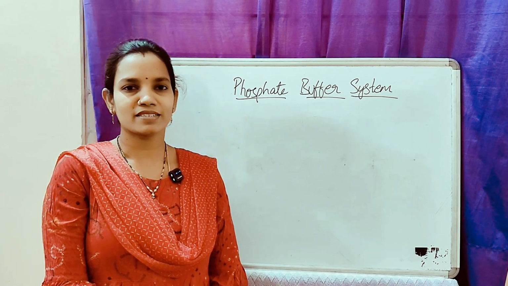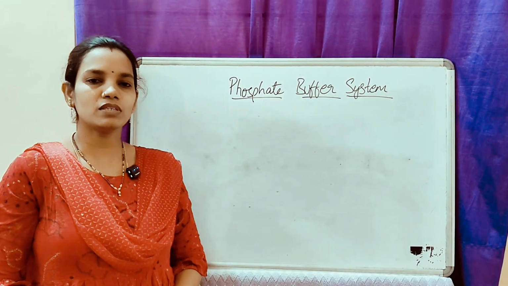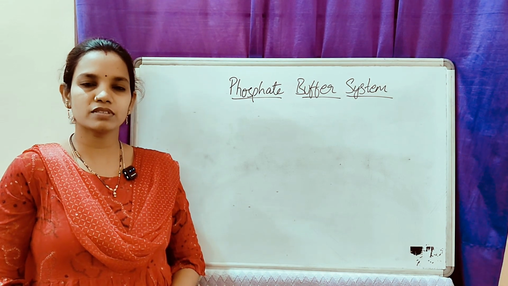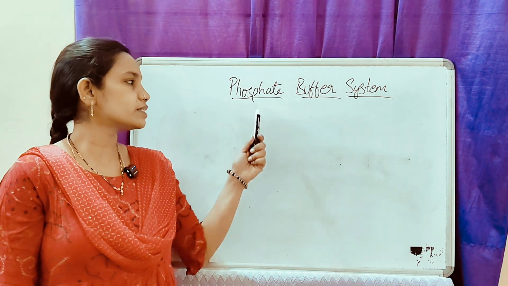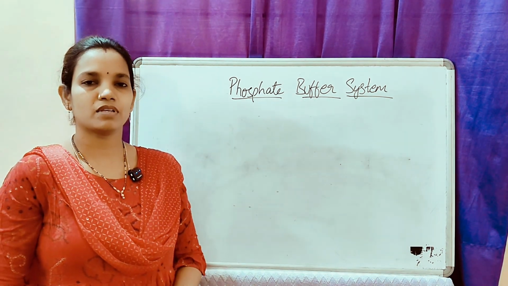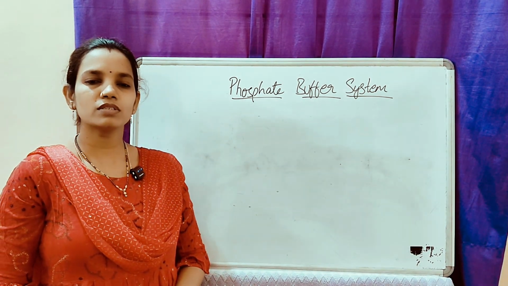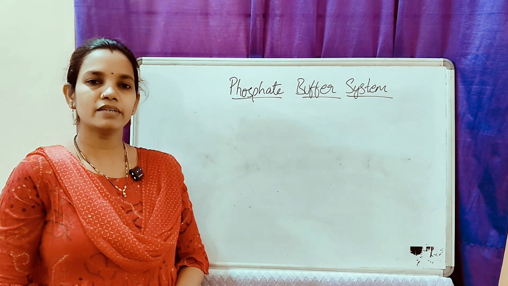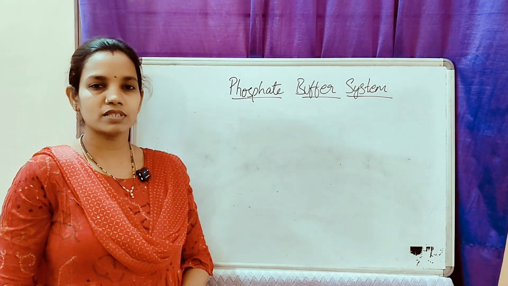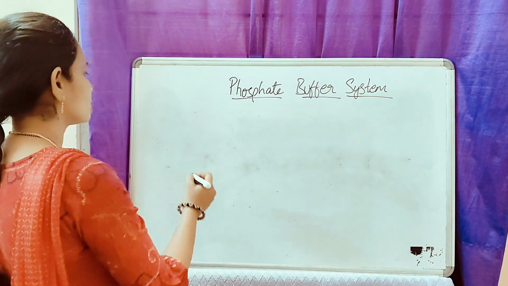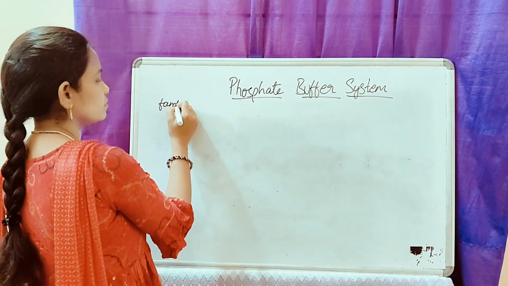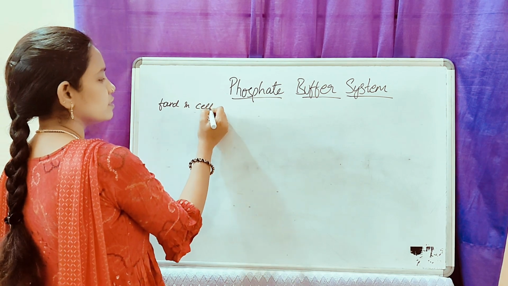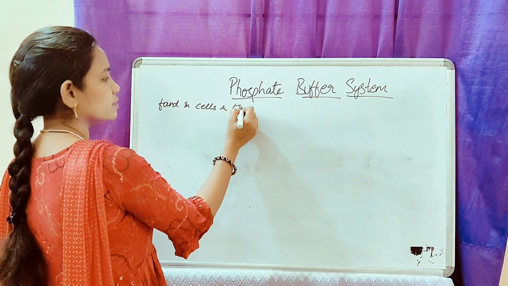Now let's begin the class. Now we will learn one of the most important buffer systems in the body that helps maintain pH, that is the phosphate buffer system. Now let's see where it works, how it operates and why it is vital for life. The phosphate buffer system is found in the cells and kidneys.